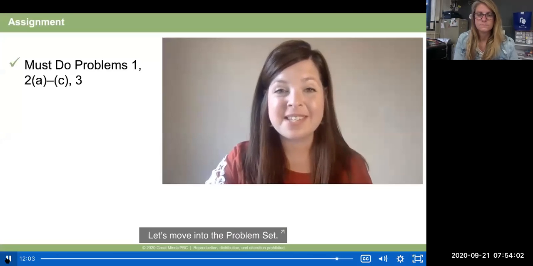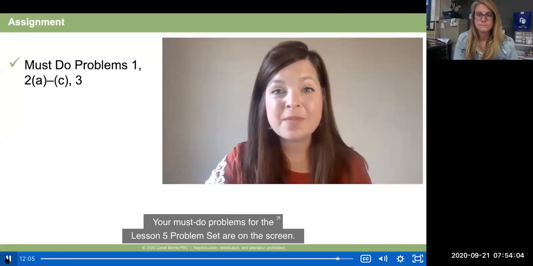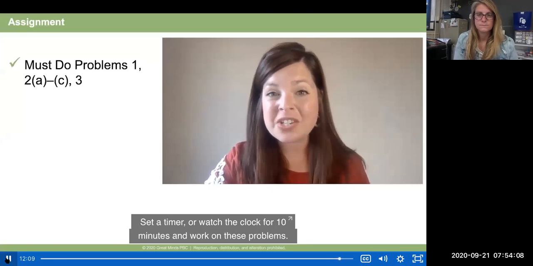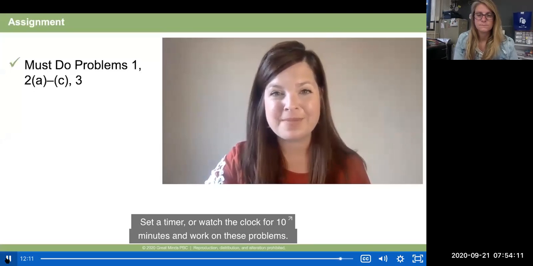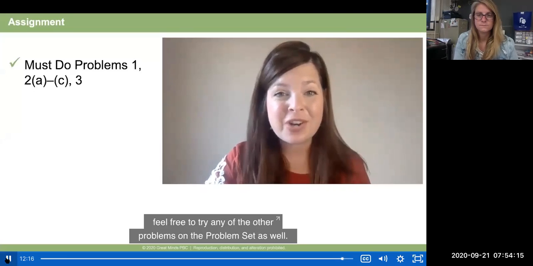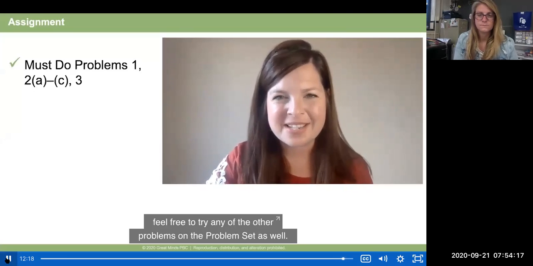Let's move into the problem set. Your must-do problems for the Lesson 5 problem set are on the screen. Set a timer or watch the clock for 10 minutes and work on these problems. If you finish the must-do problems before the 10 minutes are up, feel free to try any of the other problems on the problem set as well.